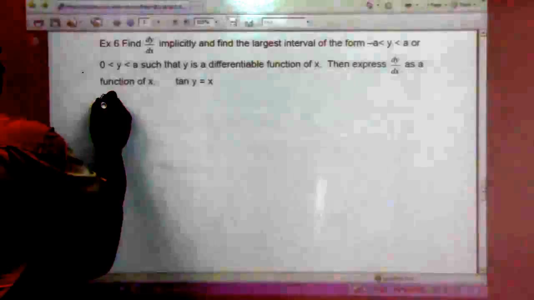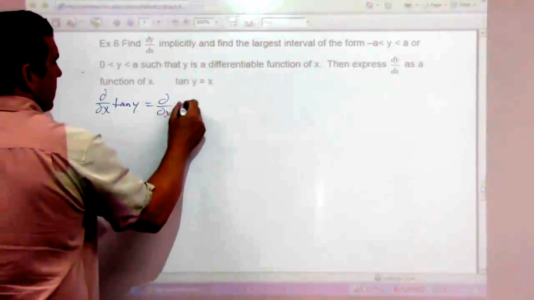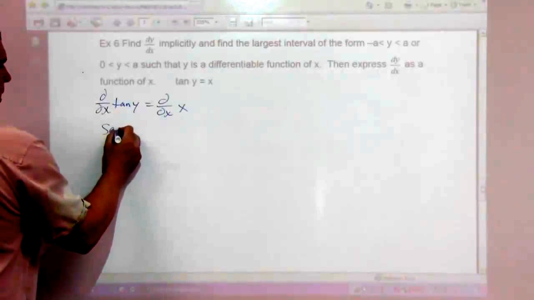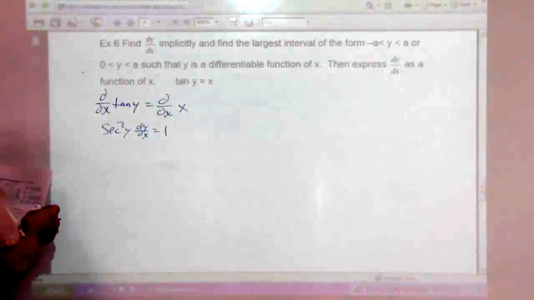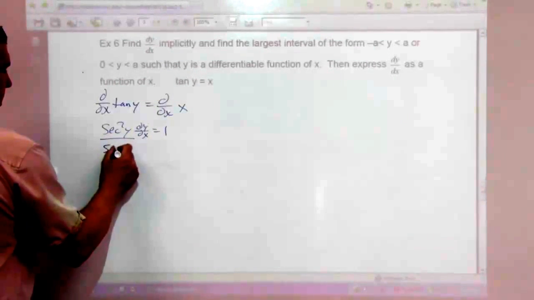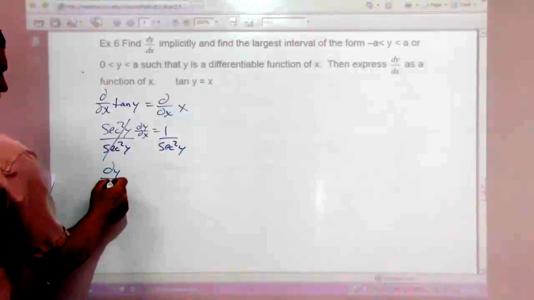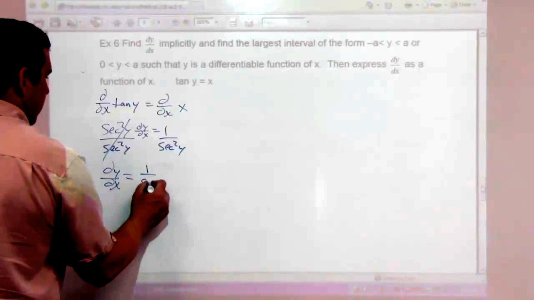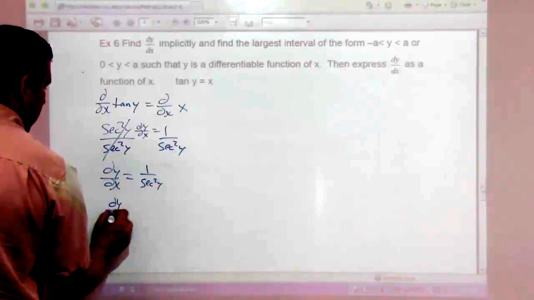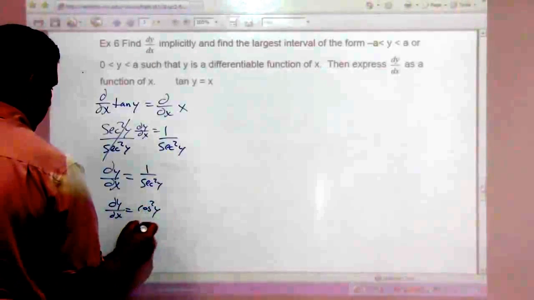So what we have is tangent of y equals x. So we're going to take the derivative with respect to x of tangent of y equals the derivative with respect to x of x. This derivative is secant squared y dy/dx equals 1. Then we'll divide both sides by secant squared y: dy/dx equals 1 over secant squared y. So dy/dx would be, we all know this from our pre-calc days, cosine squared y.